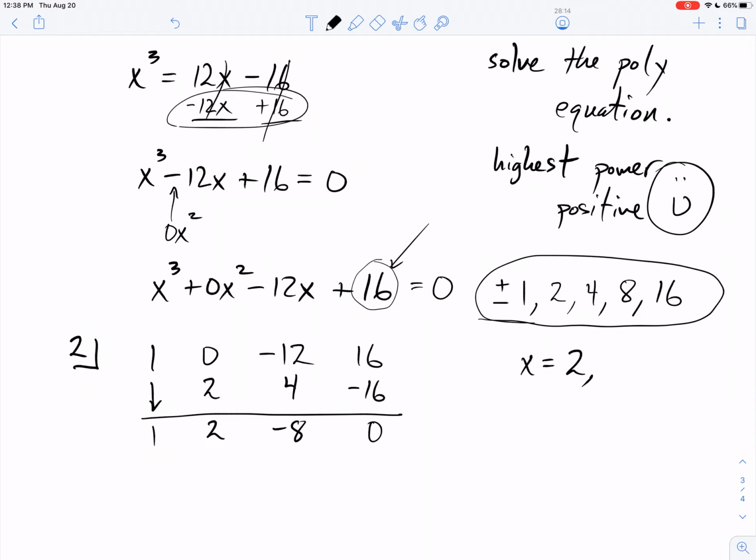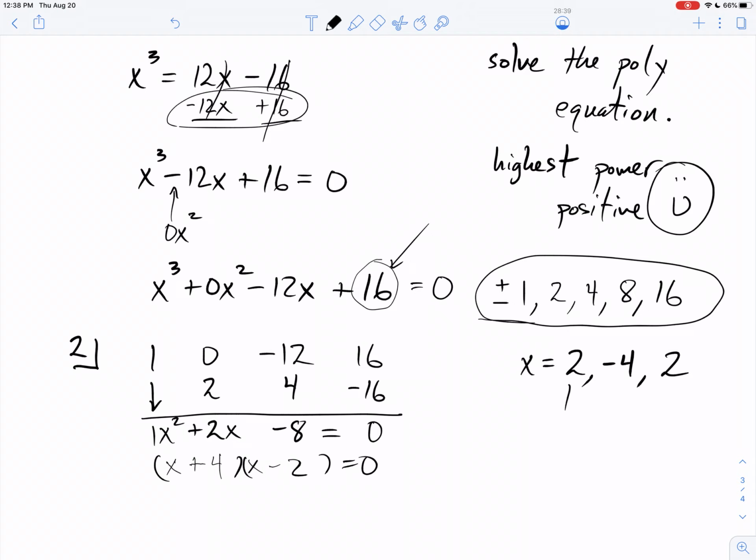I need 2 more answers. So I'm going to say x squared plus 2x minus 8 equals 0. I am going to factor this. And it looks like x plus 4, x minus 2 equals 0. So I got 2 for an answer. It looks like I'm going to get negative 4 for an answer. And I'm going to get another 2.